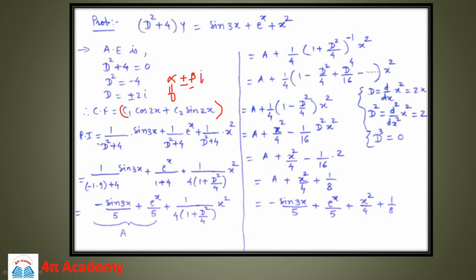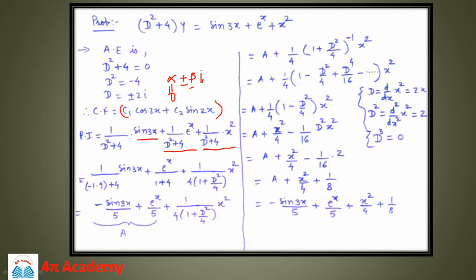So the particular integral will be equal to 1 upon d square plus 4 into the right-hand side. So I separate out these terms. It will be 1 upon d square plus 4 sin 3x plus 1 upon d square plus 4 e raised to power x plus 1 upon d square plus 4 x square. Actually we are interested in this part because we are looking at this type. We have already seen how to solve e raised to power x, as well as sin 3x.